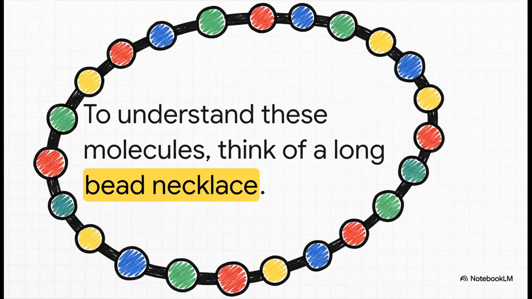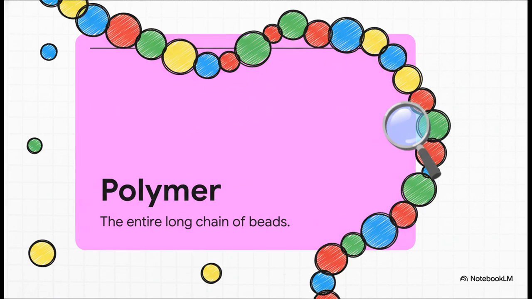So, to really wrap our heads around how these massive molecules work, let's use a super simple analogy. Just picture a bead necklace. You got it? Okay, because that necklace is going to be our guide for the next few minutes. Let's start with the whole thing. The entire necklace, right? That long, continuous chain of beads, that's what scientists call a polymer. And it makes sense if you break down the word. Poly just means many, so a polymer is really just a long chain made of many repeating parts.